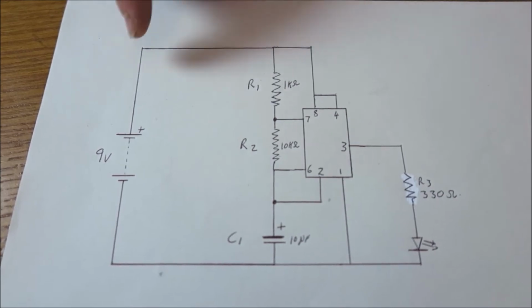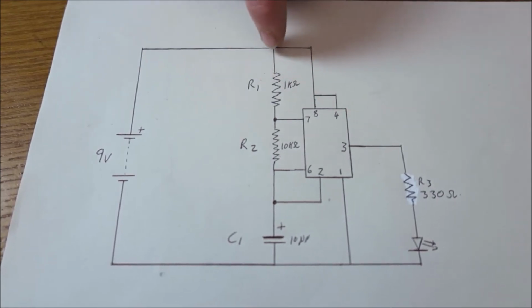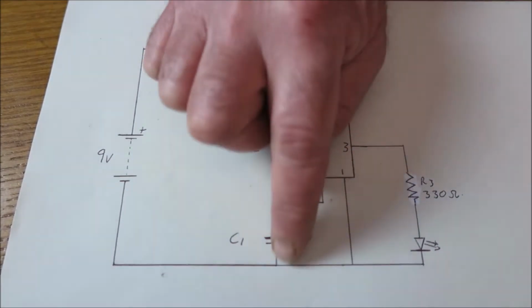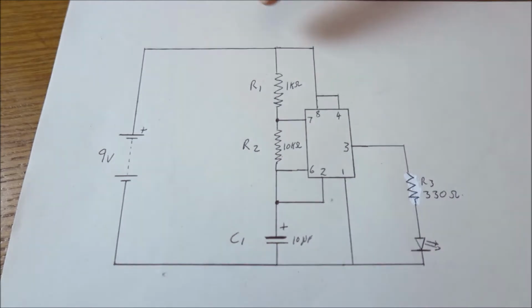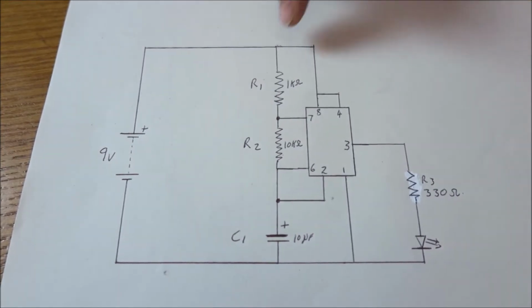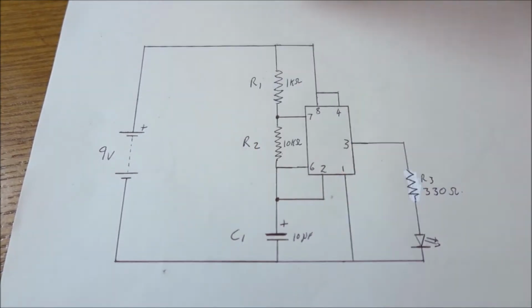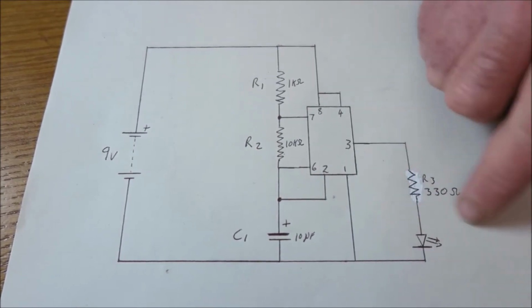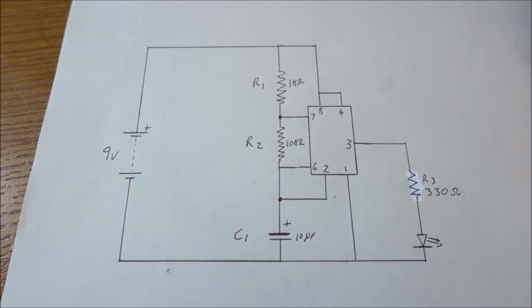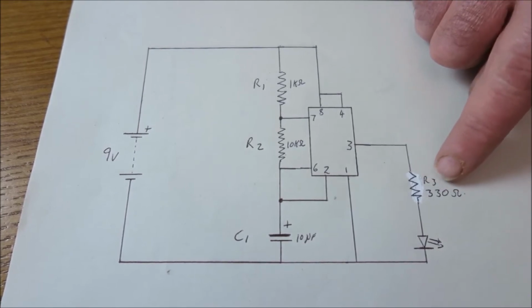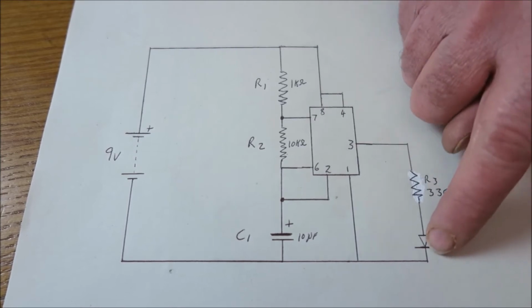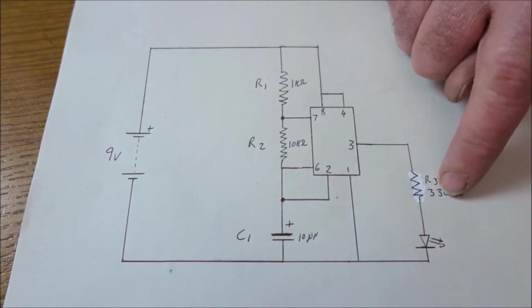So we can see then that the chip is connected to R1, R2 and C1, and these are essential for our timing. So we can actually alter our timing by altering the values of these components. And when I say timing, I mean the speed at which the LED flashes. Here's the LED there, and that's protected by this 330 ohm resistor, and that's just there to stop too much current going through the LED and burning it out.